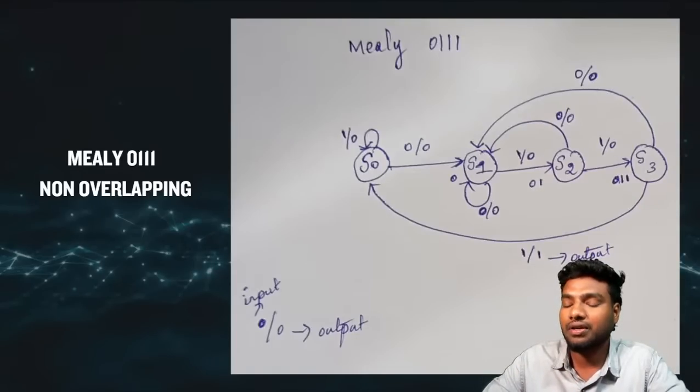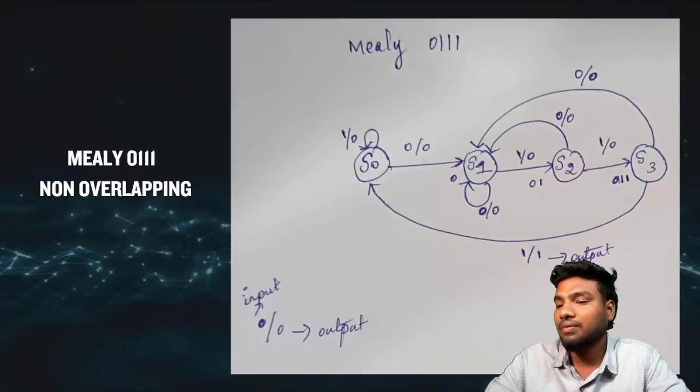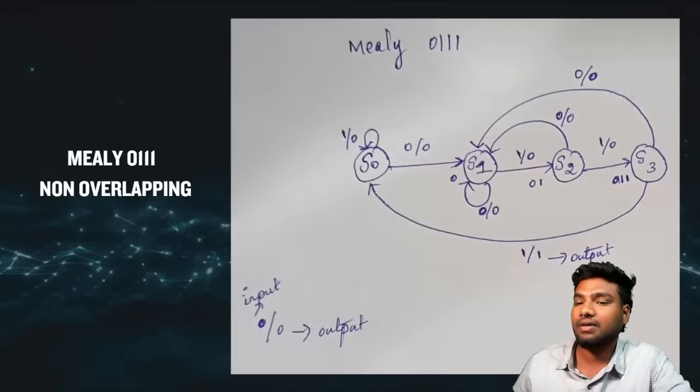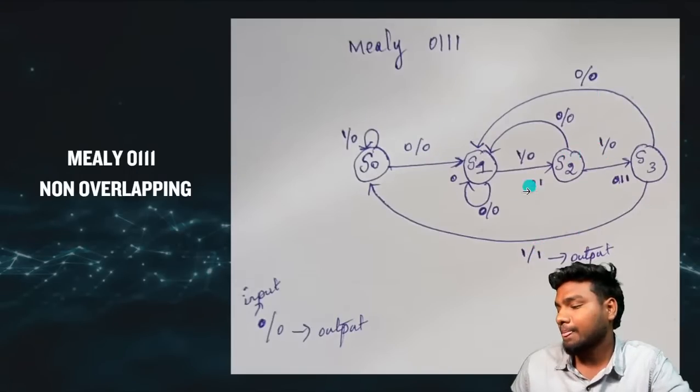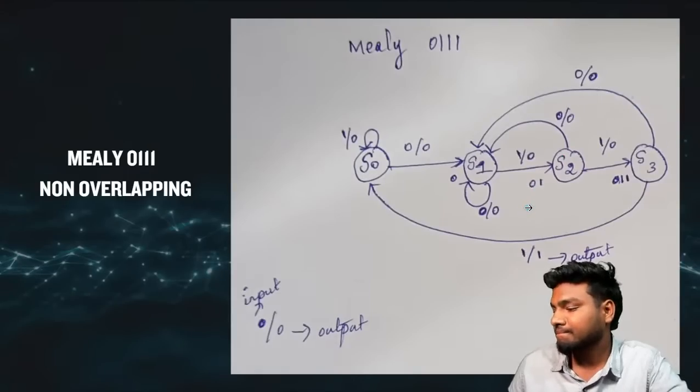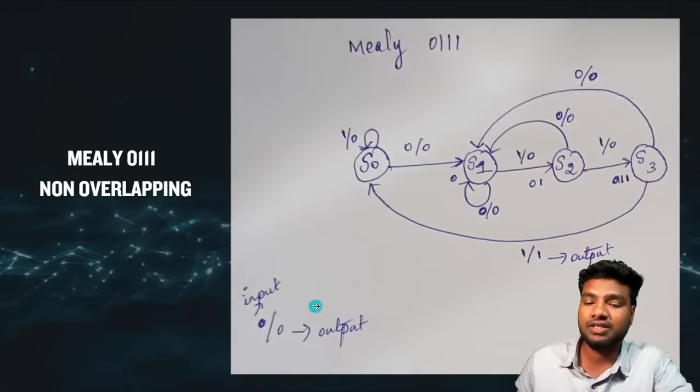From that S4 state only we find my output. If the S4 state is 1, we can say I got my output. But in the Mealy machine, it gives the output in the transition of the states. So let's see how it works.